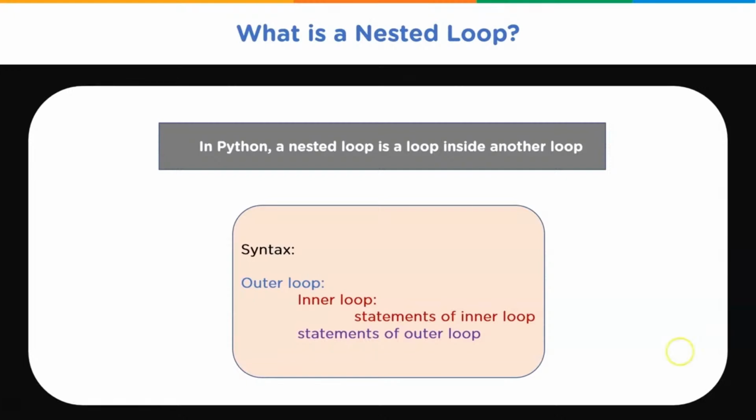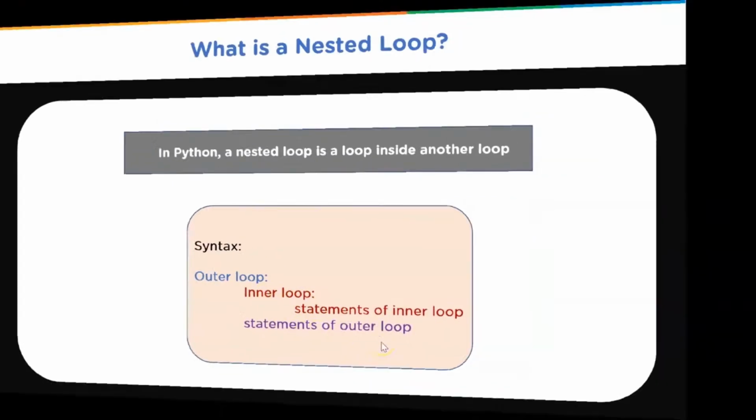Now you can see on your screens the basic syntax of writing a nested loop in Python. You have the outer loop followed by the inner loop and the statements inside the inner loop, and finally you have the statements of the outer loop. The last three lines consist of the body of the outer loop.